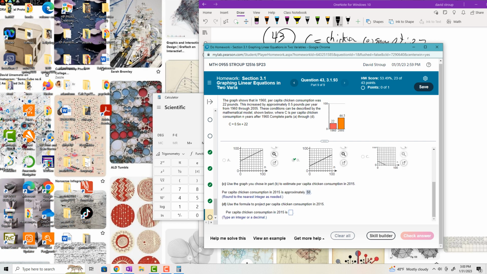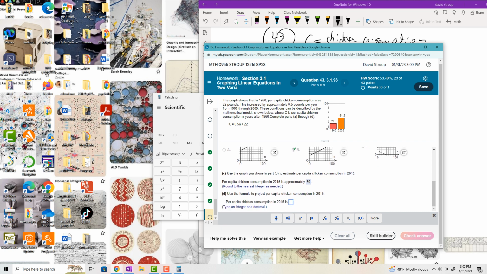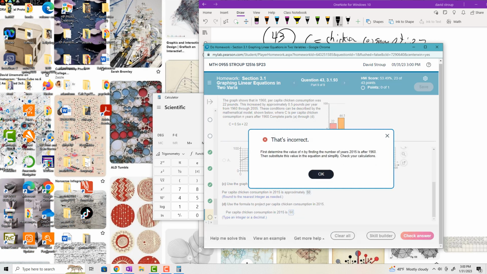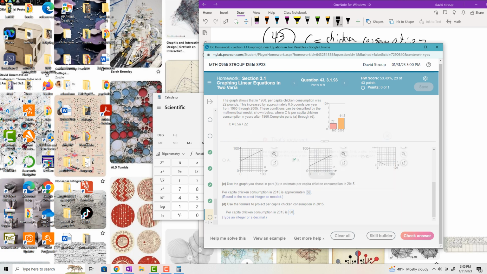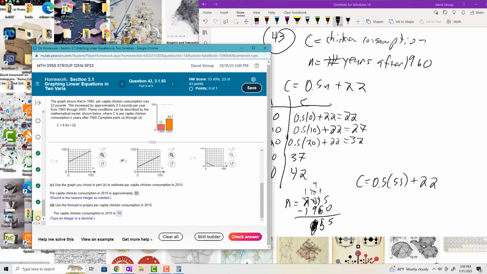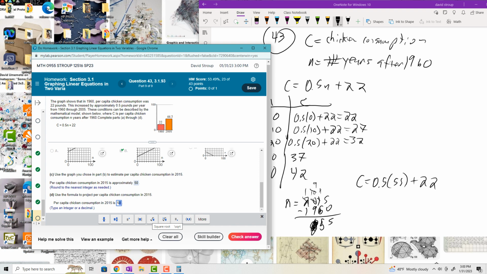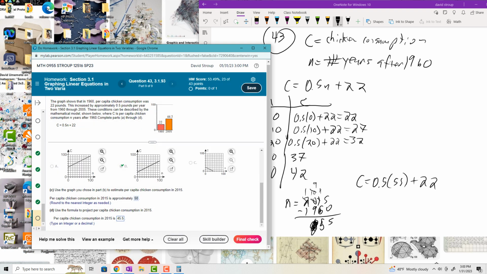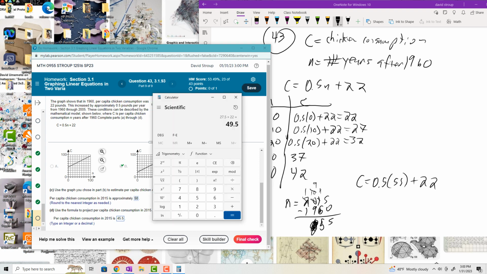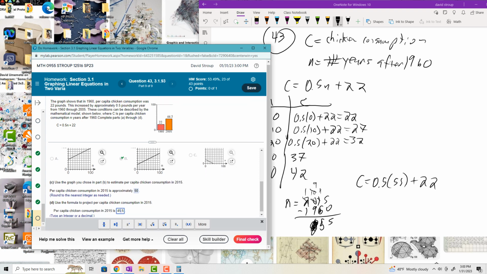No, we have more. Oh, now they want you to use the formula. So you get the same answer because I used the formula the first time. But I mean, the graph is, what? I can't believe I got it. Oh, it's a decimal this time. They want a decimal. So that's the issue. All right, so 45.5. And then you should be good. Still not good. What was the stupid decimal? 49.5. All right, well, that will do it.